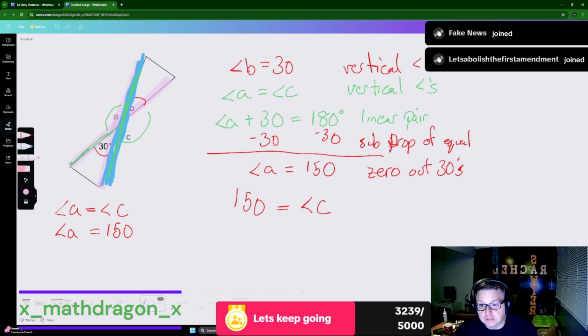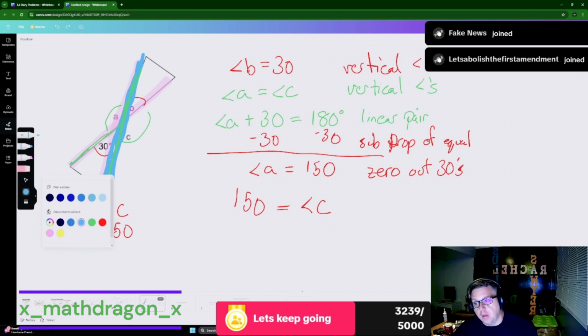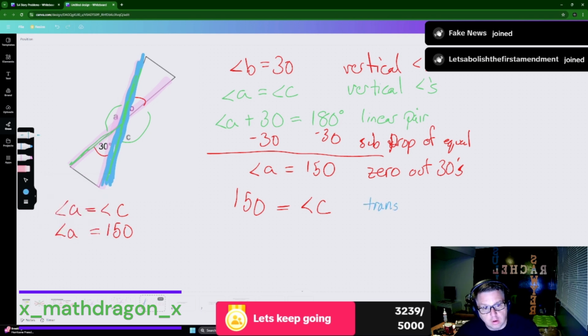When you do that, there's a name for that. And that name, I call it the middleman property, but that's shorthand for transitive property of equality. The transitive property of equality says if A equals something and A equals something else, then those two things equal each other. So I can get that. So now I know angle A is 150 degrees. I know angle C is 150 degrees. And I knew angle B, because they're vertical angles, is 30 degrees. So I have then found all three angles that I needed. And I could prove that.